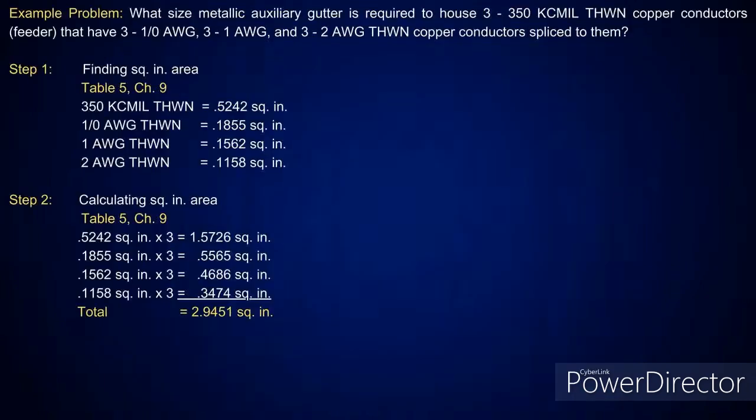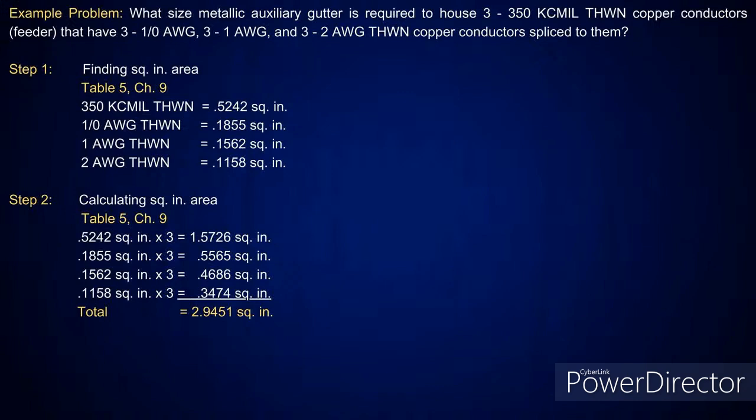Then you get into an auxiliary gutter. Now, same concepts here. This one, I've got different size conductors here, so I need to go to chapter 9, table 5. And if I've got three 350s, I got three 1/0s, I got three number ones and three number twos. Go get your square inch value. For the 350, it's 0.5242, 1/0's 0.1855, number one is 1.562, and number two is 0.1158. You'll take all of those, multiply them by three. We had three in each one. Get all your square inch area, add it up. It's going to give you 2.9451 square inches.